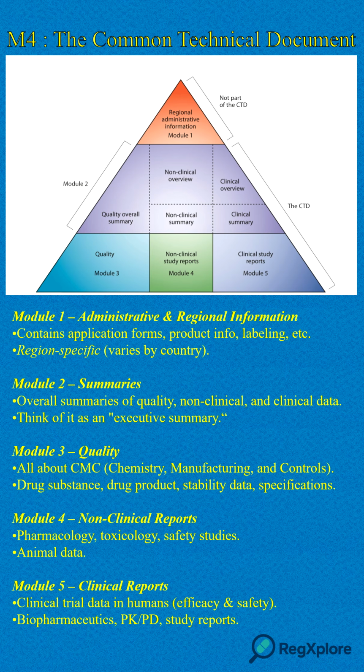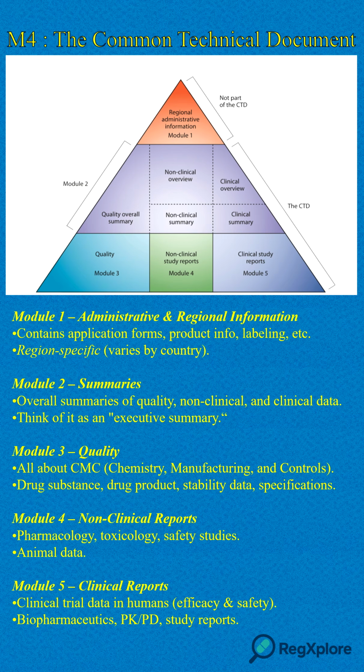Now, let's look at the structure of the CTD, which is divided into 5 modules. Module 1. Administrative and regional information, things like application forms, product details, labeling. This part is region-specific, meaning it changes country by country. Module 2. Summaries, overall summaries of quality, non-clinical, and clinical data. You can think of this as the executive summary.